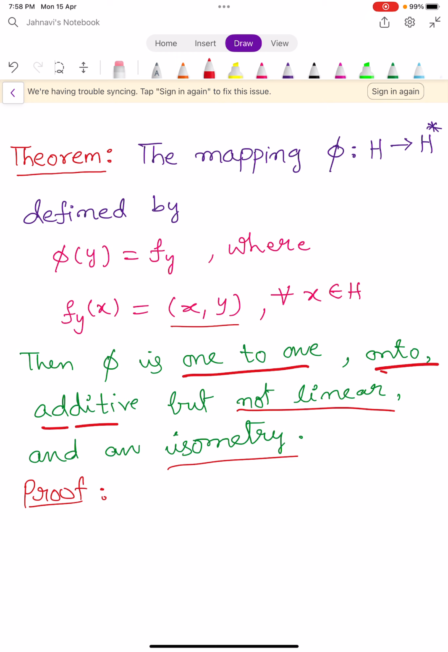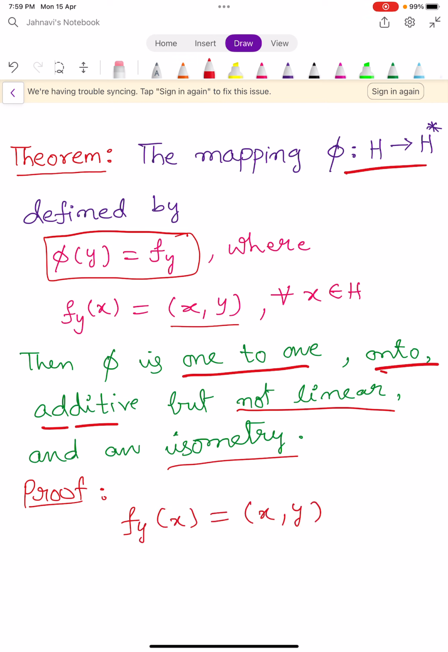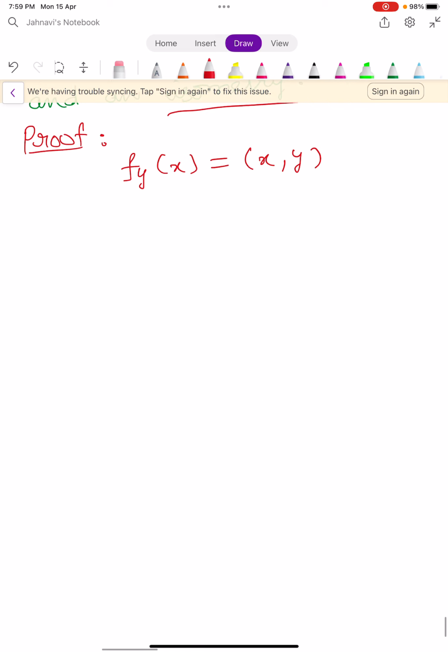Remember that the mapping pi that maps from H into H star is defined by pi of y is equal to fy, where fy of x is nothing but the inner product of x comma y. So you have to show that this pi is a 1 to 1 mapping, onto mapping, additive, but not linear. It is not a linear mapping, and you have to show that it is an isometry. So we show every property.